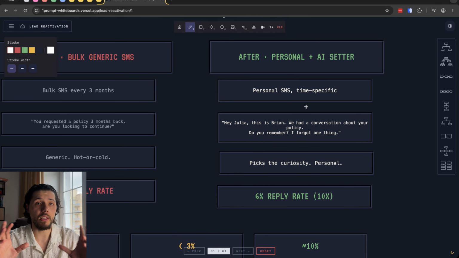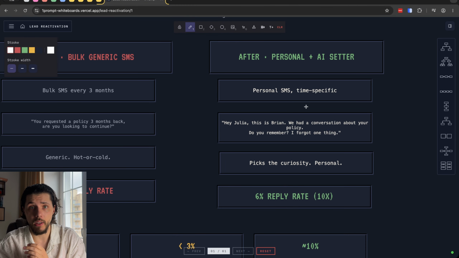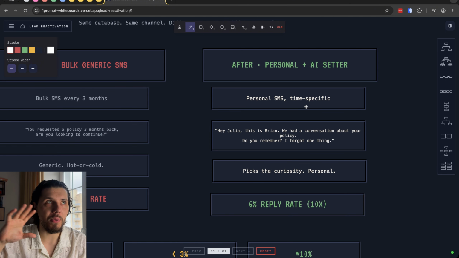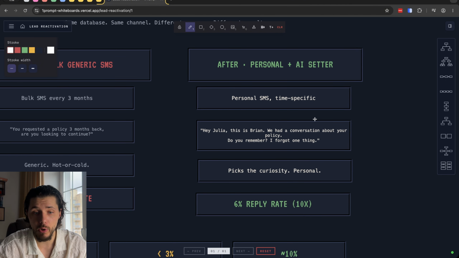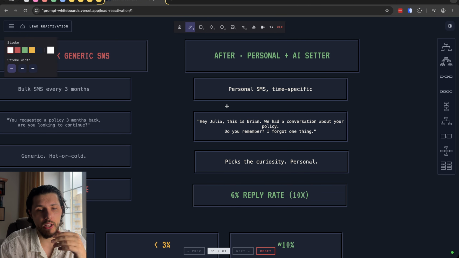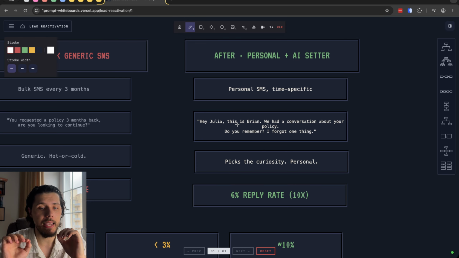Now, what we did, obviously the first thing, we integrated the AI setter. So now, because we have the AI setter that works 24/7, and you don't need to spend your time or money hiring the team who's going to be handling all the replies, you can be more open-minded with the type of the campaigns that you run. And so here's kind of the campaign that we're doing. I'm planning to actually create an entire video about this specific campaign, but essentially like, hey Julia, this is Brian, we had a conversation about your policy. Here, pause. So this is giving some sort of the relevancy on what this message is about.